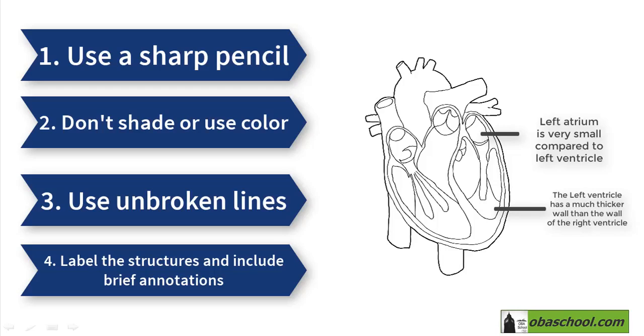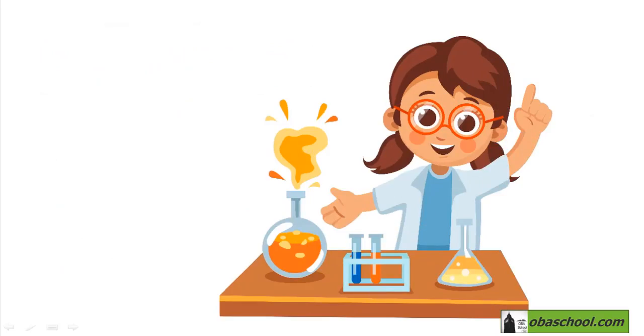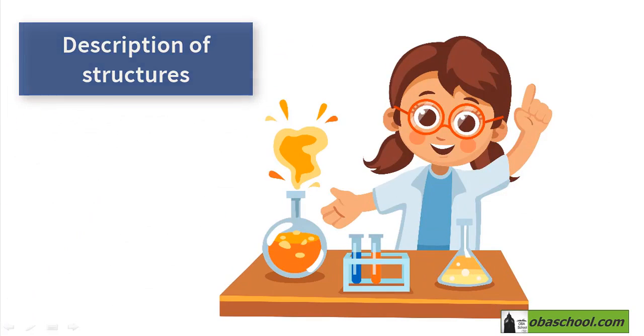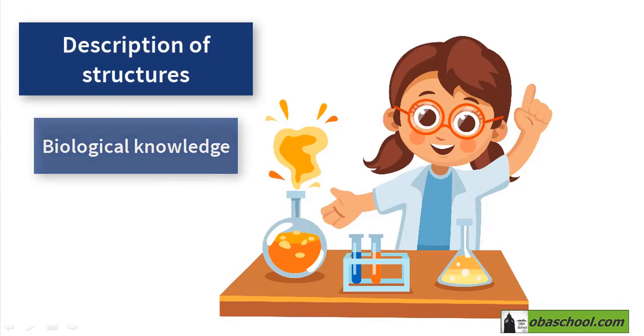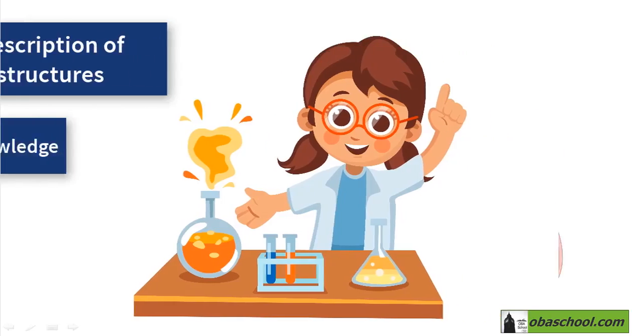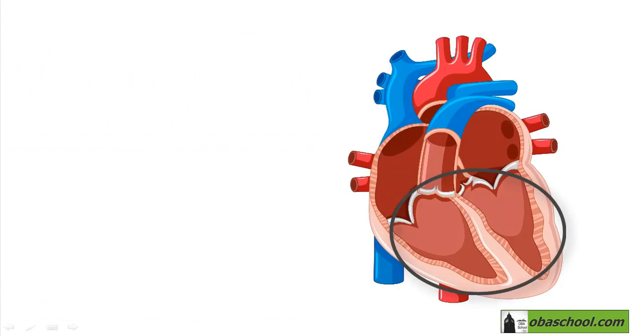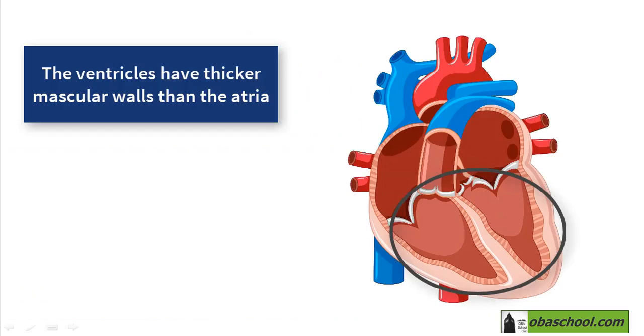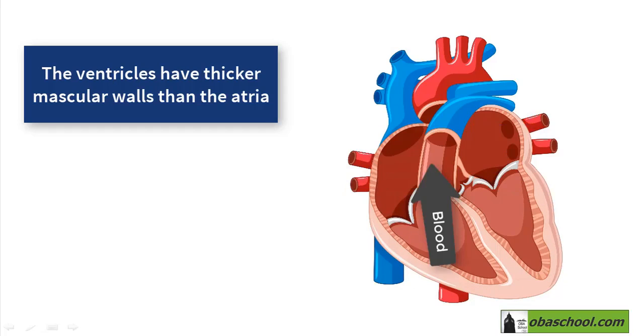So what else can we do? Well, you can write a description of structures that you observed and relate them to your biological knowledge. For instance, the ventricles of the heart have thicker muscular walls than the atria, since blood is pumped out of the heart at a high pressure compared to the atria.